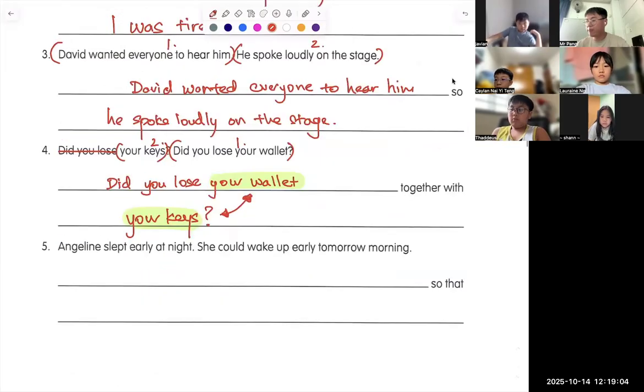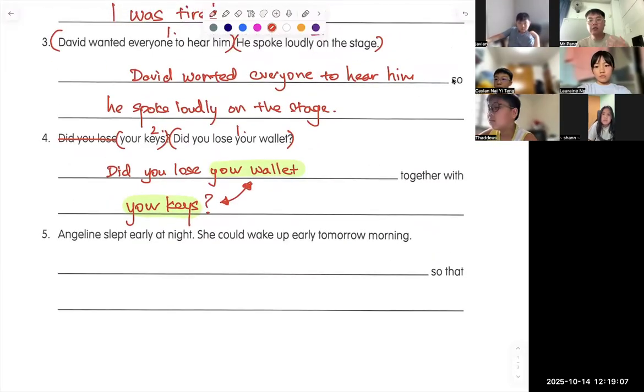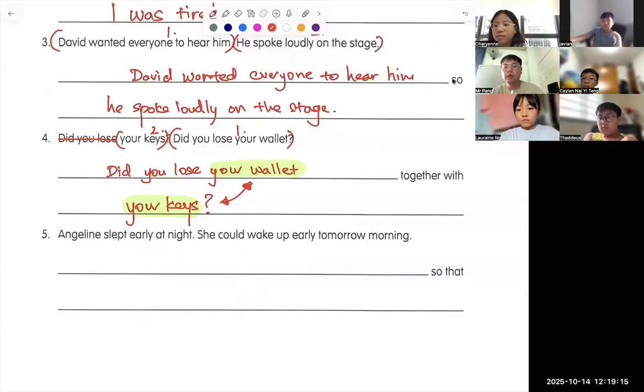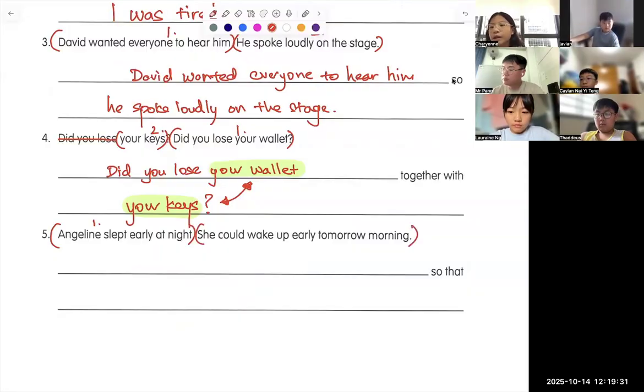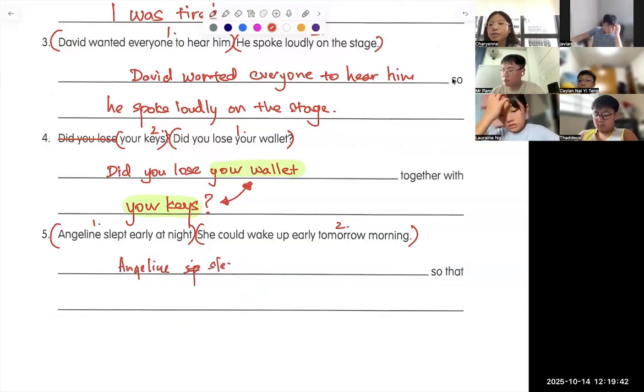So just to illustrate that point to you, question number 5. Okay, we are doing good time. We should be able to finish at the half an hour mark. Okay, good job. I'm going to ask somebody here. I'm not going to ask for a volunteer now. Okay, Cheyenne, you go ahead first. Angeline slept early at night, label 1. Okay. Then she could wake up early tomorrow morning, label 2. All right. Can you read the full sentence? The full sentence is Angeline slept early at night so that she could wake up early tomorrow morning.